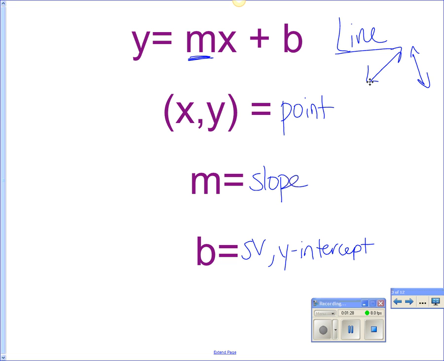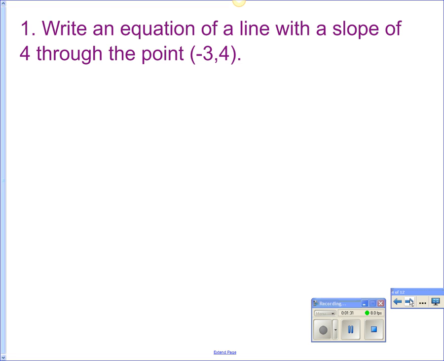Okay, number 1 says write the equation of a line with a slope of 4 through the point -3, 4. Write this on your paper for number 1. You're just writing -3, 4 right now. You don't have to write all the words. And it tells us the slope is 4. Well, what letter do we use for slope? M. So put M equals 4 on your paper. So right now you should have two things written down, -3, 4, and M equals 4 on your paper.